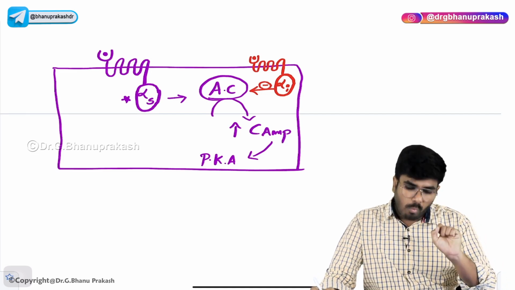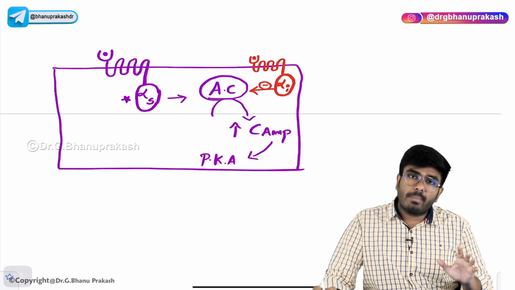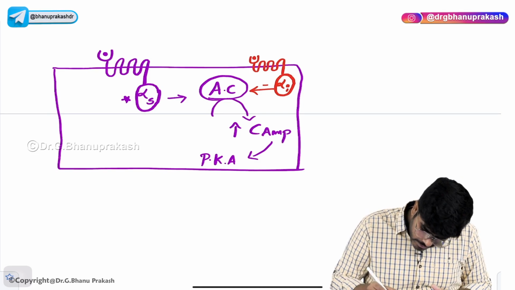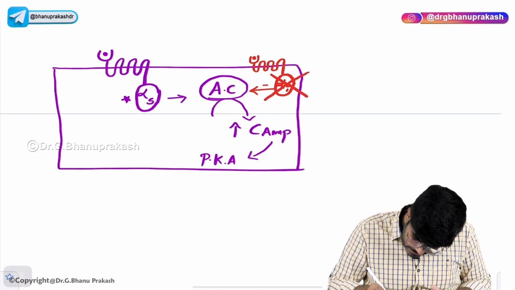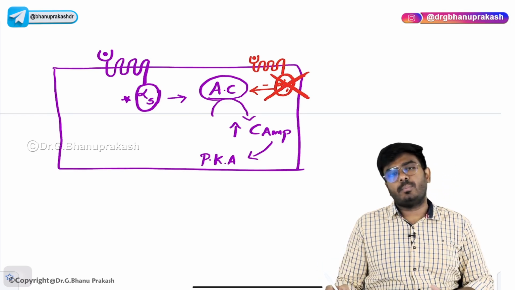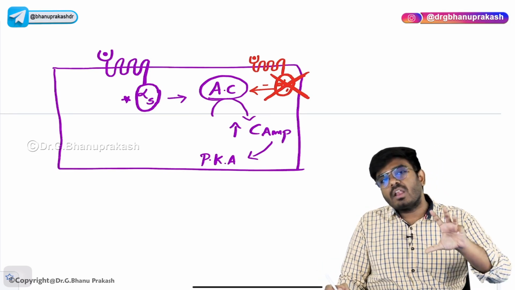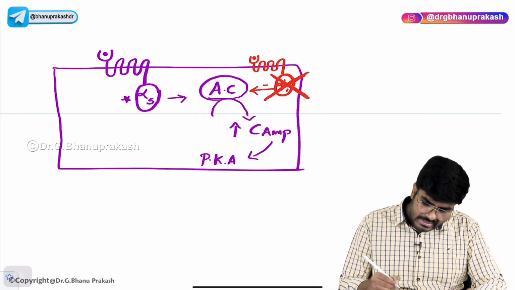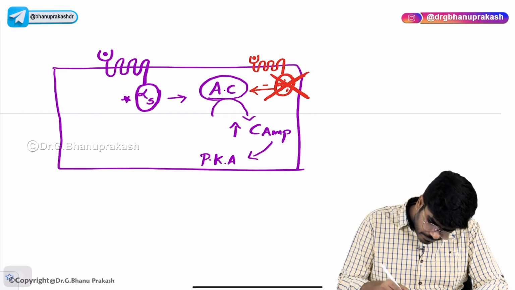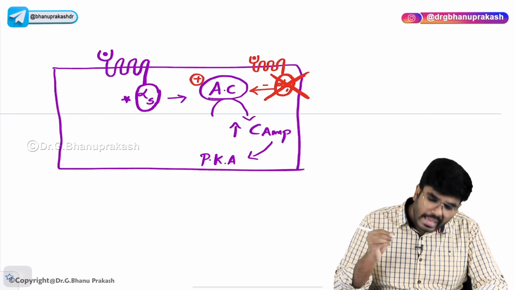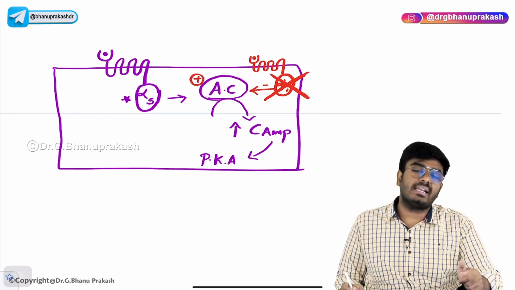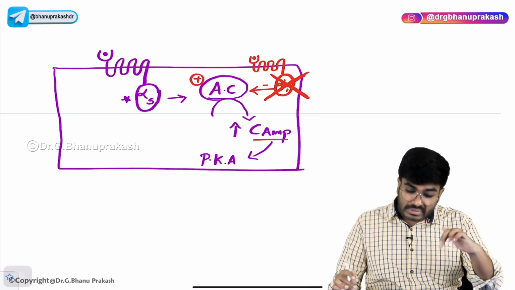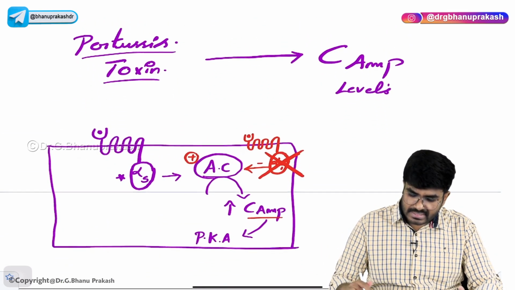Now, what will our pertussis toxin do? Our pertussis toxin will inhibit this G inhibitory component or the alpha inhibitory component. Whenever the alpha inhibitory component is inhibited, what will happen? Adenylyl cyclase is now active. There is no one to inhibit the adenylyl cyclase. So when adenylyl cyclase is continuously activated, cAMP levels will be increased. So that's how pertussis toxin will increase the cAMP levels.